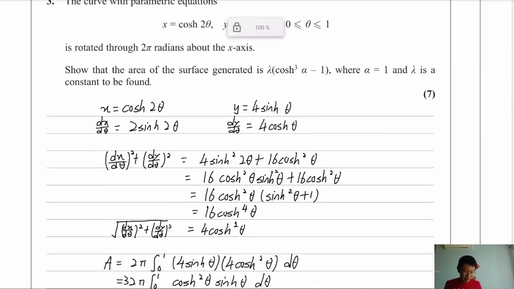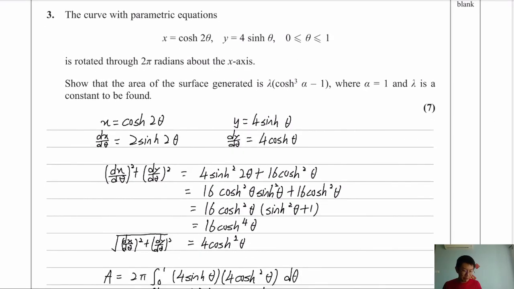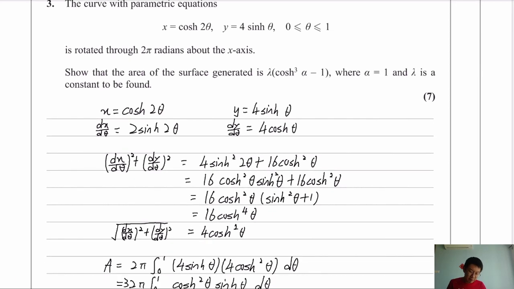The last question that we'll look at is a curve with a parametric equation where we have x and y in terms of theta. We are supposed to find the area of the surface generated. So this is basically a parametric equation, and we are supposed to find the surface area. To start with, we need to find dx d theta and dy d theta. So just differentiate them carefully.